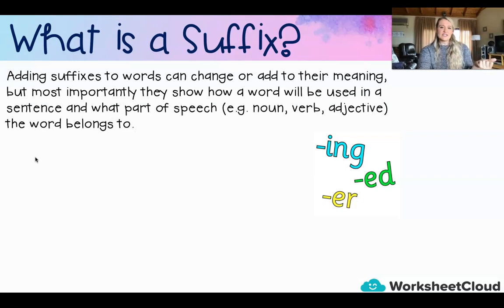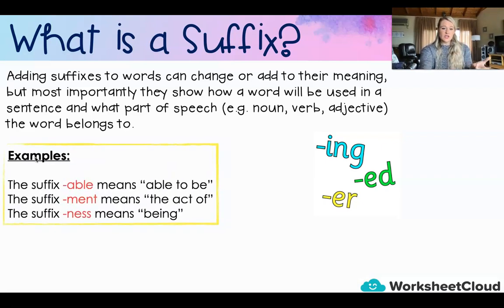Adding suffixes to words can change or add to their meaning, but most importantly, they show how a word will be used in a sentence and what part of speech it is. So it can also change the word into a noun, a verb, or an adjective. For example, if I add the suffix able, it means to be able to be. If I add the suffix ment, it's the act of. If I add the suffix ness, happiness, it is being. So if you're showing happiness, it's being happy, for example.